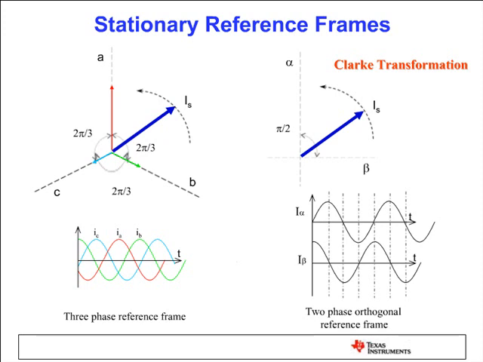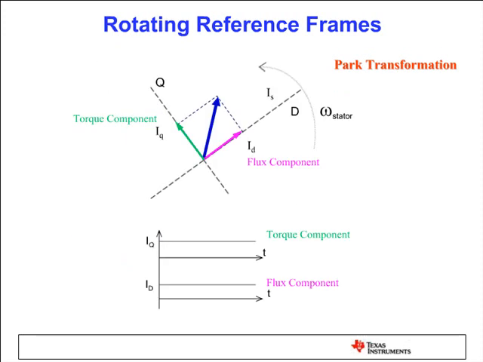And in the Park transformation, we start spinning the axis as well. Not only the vector. The vector is spinning, and we start spinning the axis synchronously with the vector itself. That's why the projections of the blue vector, the field vector or the current vector, are constant and DC, because the axis and the vector are stationary with respect to each other. So here, as you see, we decouple the flux and torque components and convert them to DC, and we easily control these DC quantities.